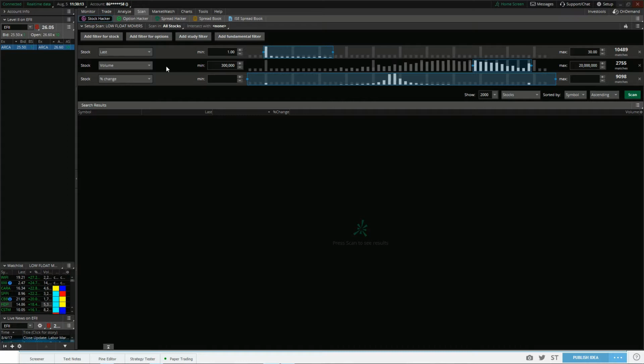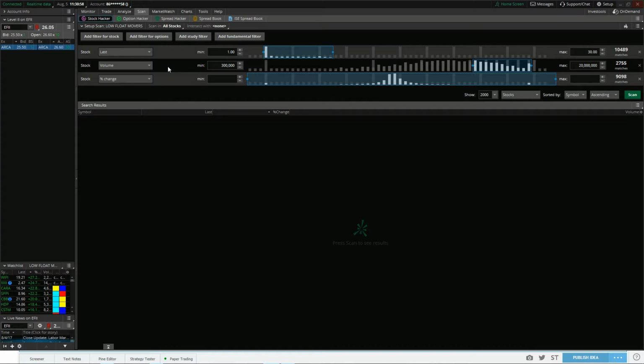Then you want to look for the volume. Now this is where the float comes in. So I have mine set up to 20 million and at least 300,000. Now, if you don't know what float is, it's basically just the number of shares available to the public to trade. So a stock like Apple or Bank of America or AT&T that have hundreds of millions or billions of shares available to trade are not going to be low float stocks.